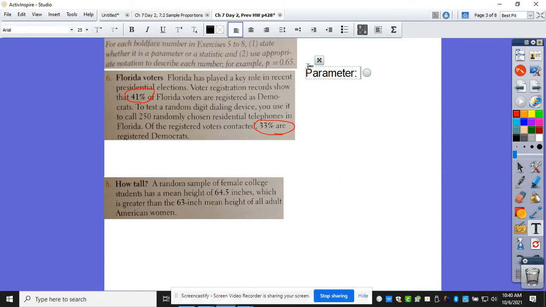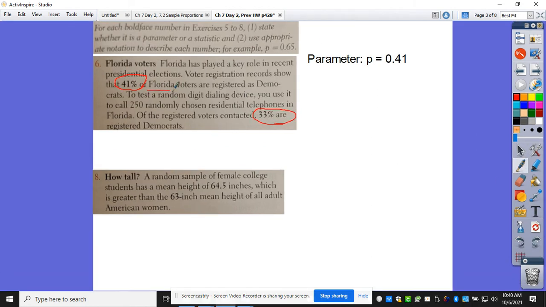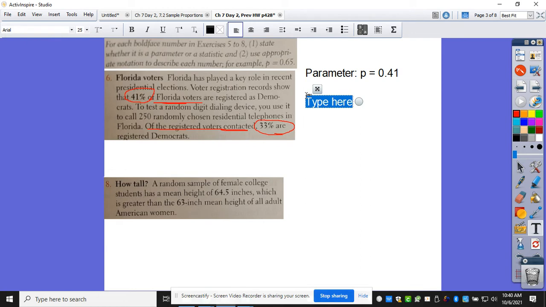So my parameter is which one? 41%. It's of Florida voters. And what is my symbol there? What equals 41%? And is 41, 0.41 the same thing as percent? Yes. So I would write statistic and write what? Equals 33%.